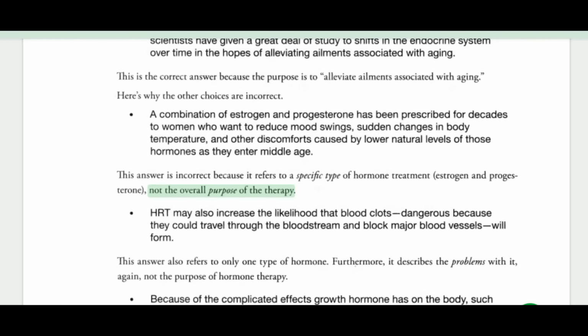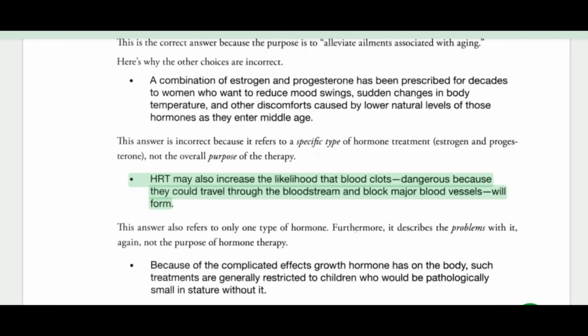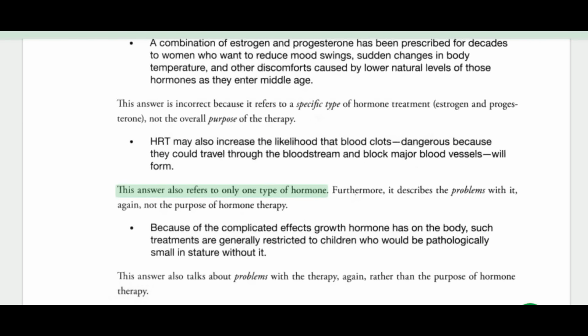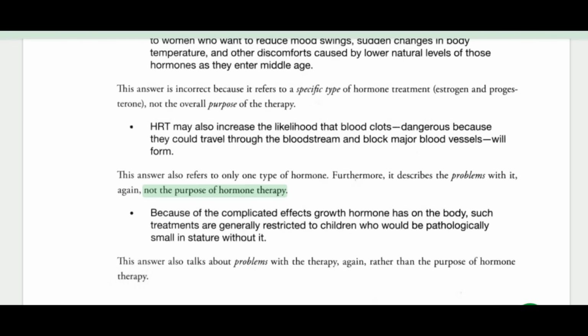HRT may also increase the likelihood that blood clots, dangerous because they could travel through the bloodstream and block major blood vessels, will form. This answer also refers to only one type of hormone. Furthermore, it describes the problems with it, again, not the purpose of hormone therapy.